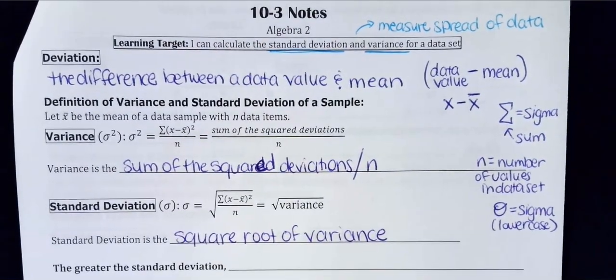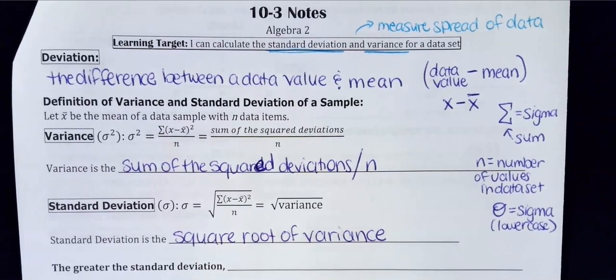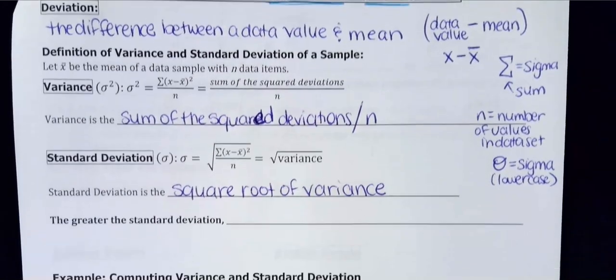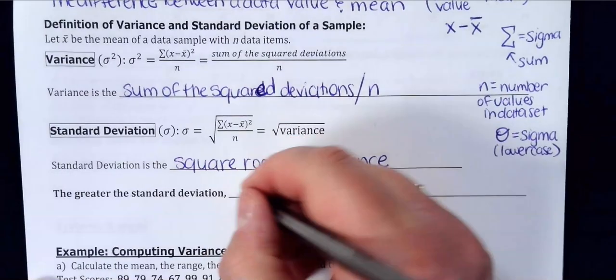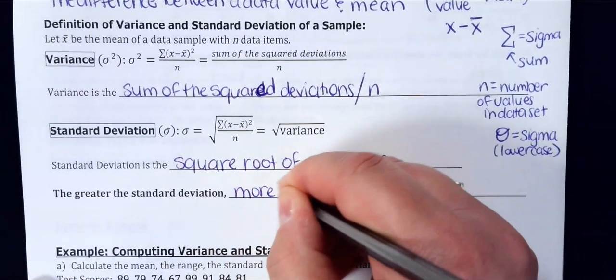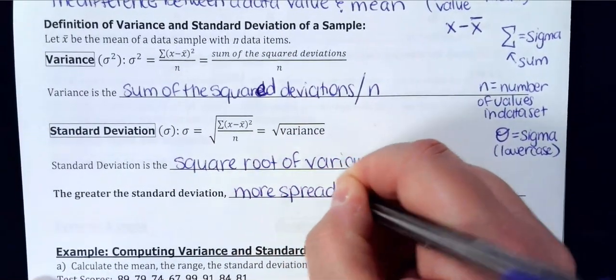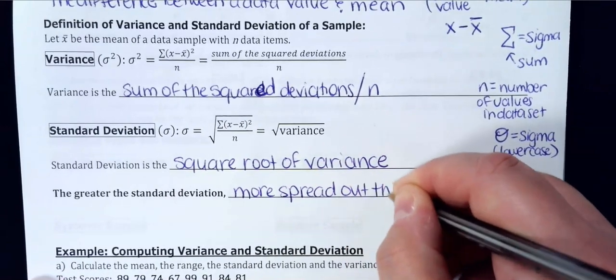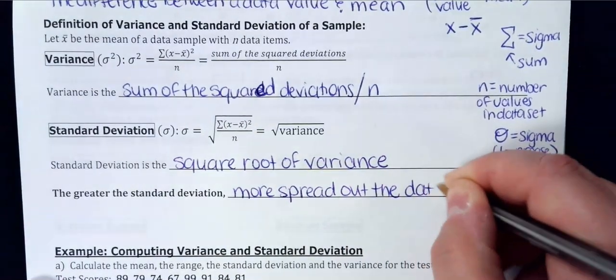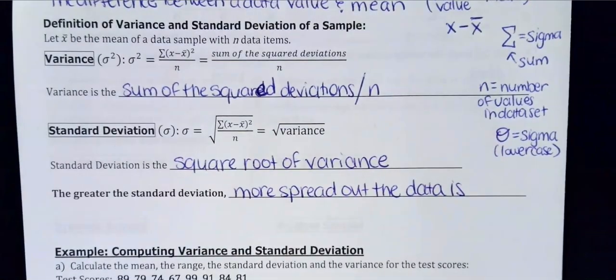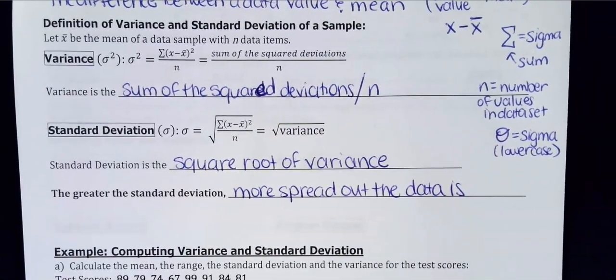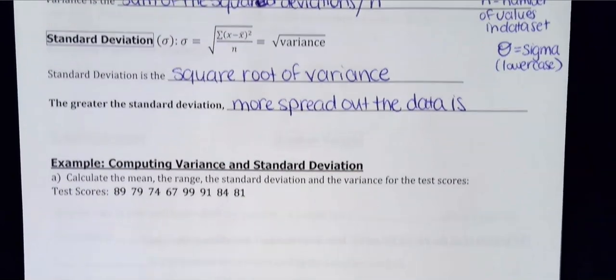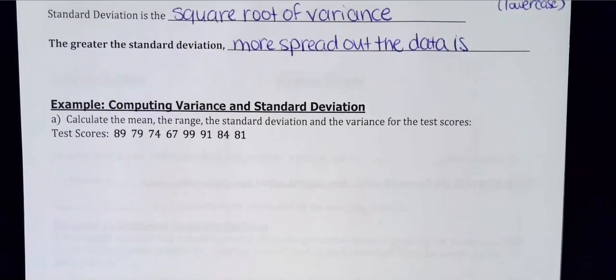Okay, in general, the greater your standard deviation is, the bigger that number is, the more spread out the data is. And we're going to talk about how far spread out and things like that as we get into some of these examples. So the bigger the standard deviation, the more spread out. Okay, now, let's scooch this up. So we're going to do this one by hand.